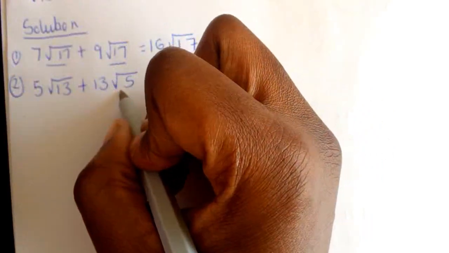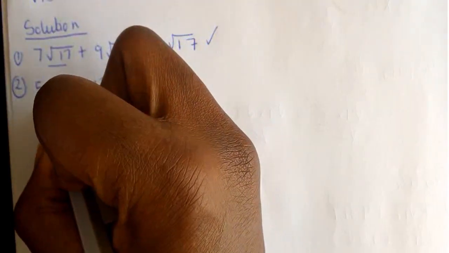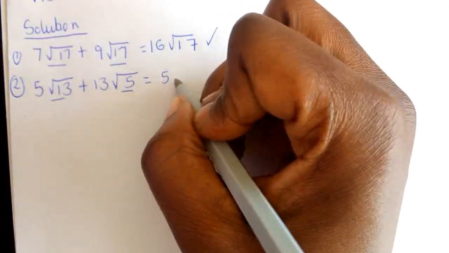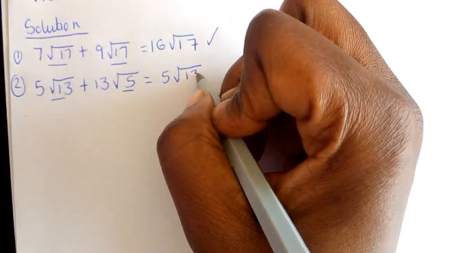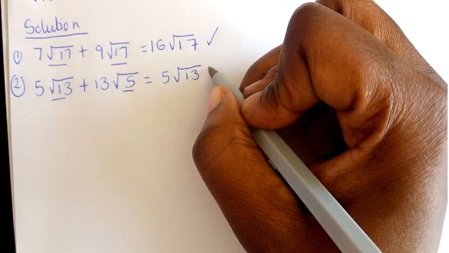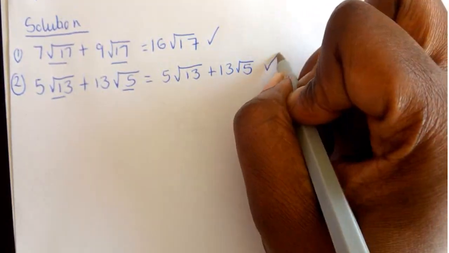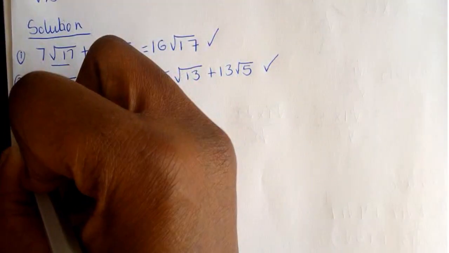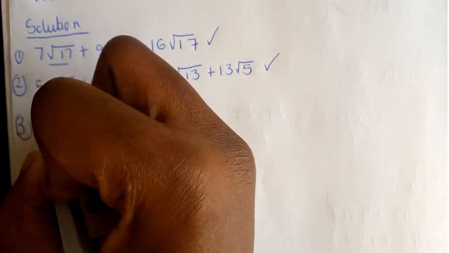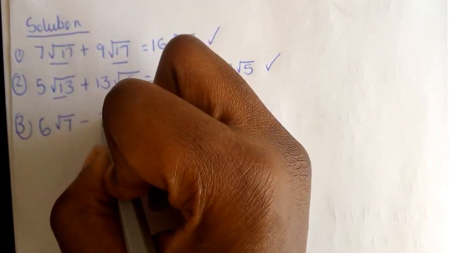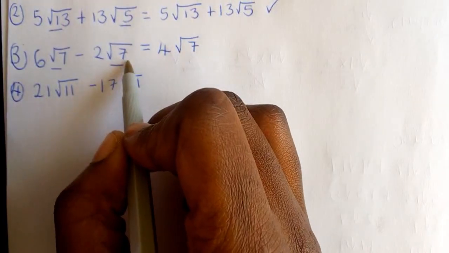Then for number 2, our question was 5 square root of 13 plus 13 square root of 5. Since the numbers in the square roots are different, we cannot simplify it any further. It simply becomes 5 root 13 plus 13 root 5. This is your solution.